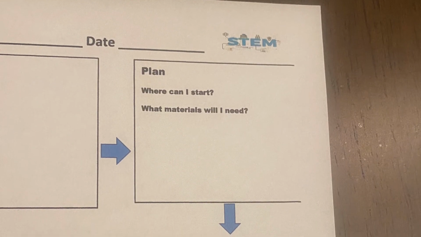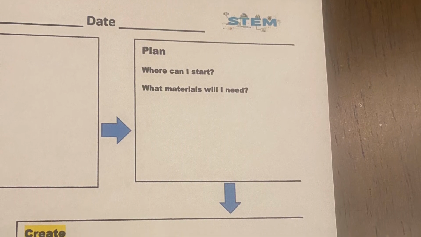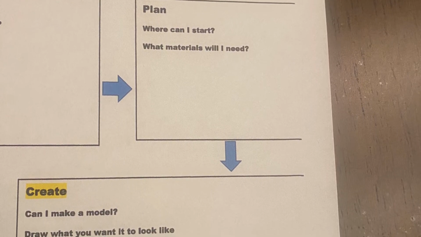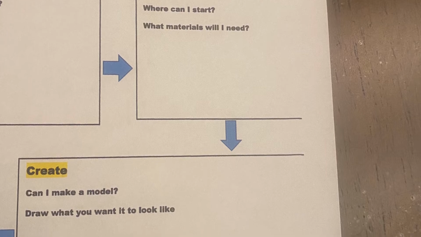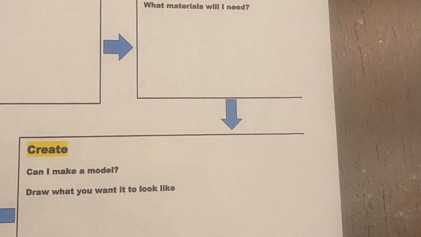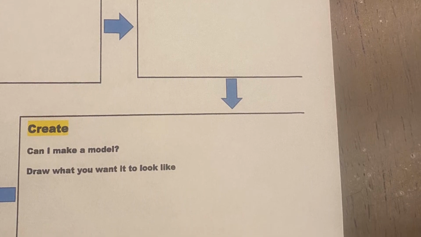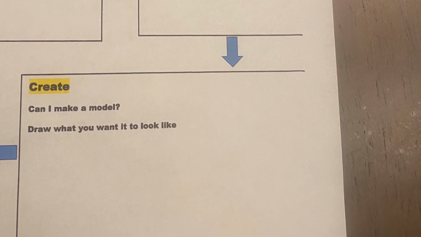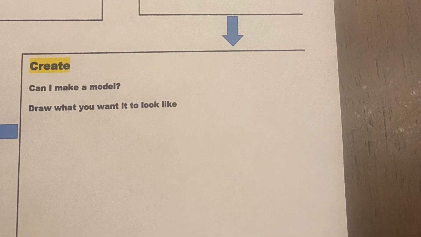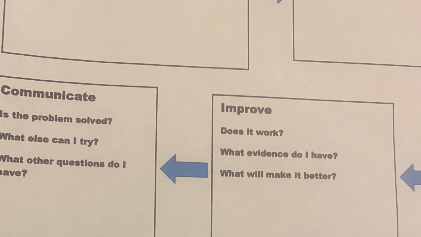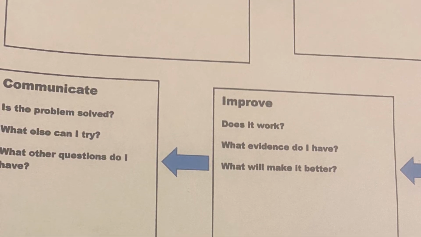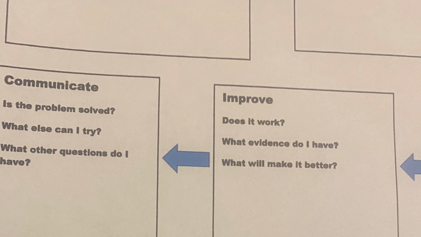The next section is Plan. Where can I start? What materials will I need? Well, the teacher will show them the available materials, and they will write down some things that they will probably use. Then once they have a plan, they will start to create. That's the building part. They'll create a model and maybe draw first what they think it's going to look like. Next, they will improve on their design. Once they're done, does it work? Why doesn't it work? What can they do to fix it?